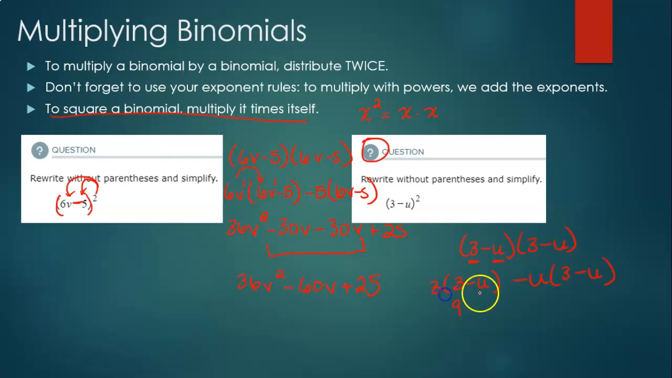3 times 3 is 9. 3 times negative u is negative 3u. Negative u times 3 is negative 3u. And negative u times negative u is positive u squared. The like terms are here. Again, that's not 0. Negative 3 minus 3 is negative 6u, and then that's plus u squared.